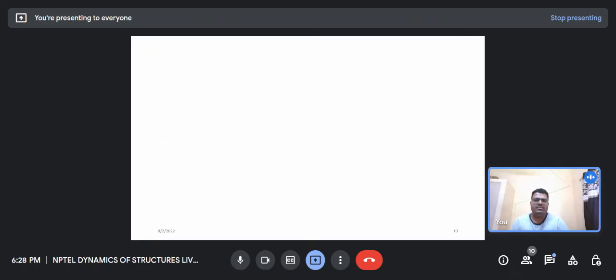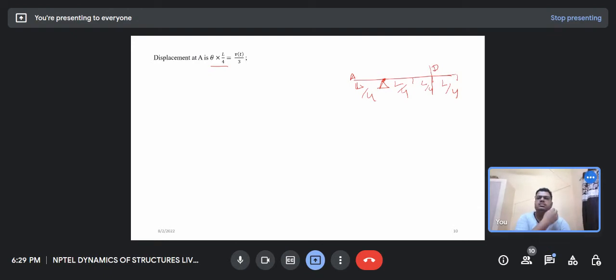Now with the same, we are getting the displacement at A as theta into L by 4, which I have told earlier. This is the point where the hinge is, and at that point these are L by 4, L by 4, L by 4, L by 4. Sorry, this is point A, and this is point D. So at point D, that will come out to be multiplied with L by 2.